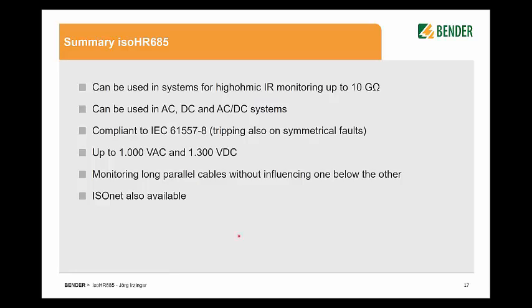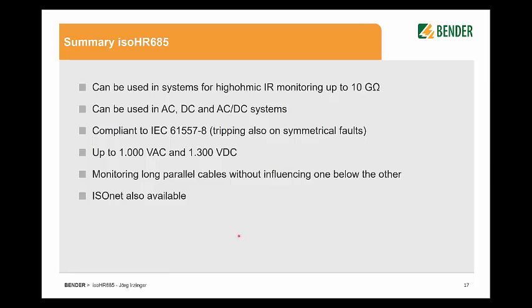So here you can find a summary of the isoHR685. It can be used in systems for high ohmic isolation resistance monitoring up to 10 gigaohm. It can be used in AC systems, in pure DC systems, or in mixed systems, AC and DC systems. You always have mixed systems if you have an AC power supply and subsea, for example, a switched power supply which makes DC or other AC voltages, and when this switched power supply is connected to the AC, you have a mixed system. So we can monitor every system.